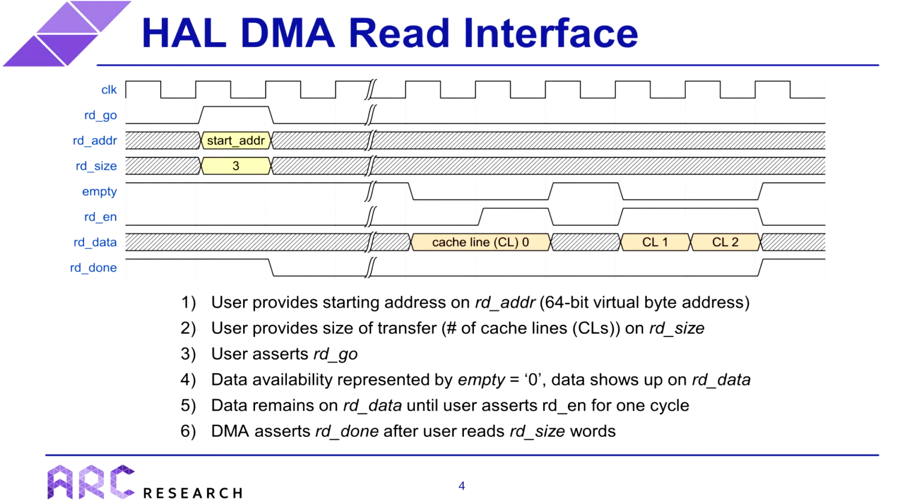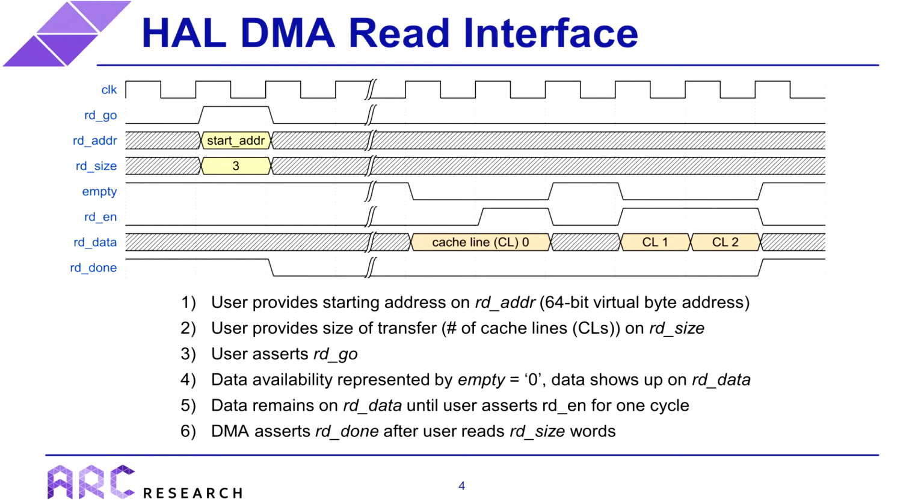All right, so this slide here shows the DMA Read Interface for the hardware abstraction layer. Now this is a really simple protocol that is very similar to what you would see on most DMA interfaces. So you start off by giving the DMA interface a read address. That is the starting address that you want to start reading from in memory. And that address is a 64-bit virtual byte address. It's basically the address used by software for the data that you are trying to transfer.